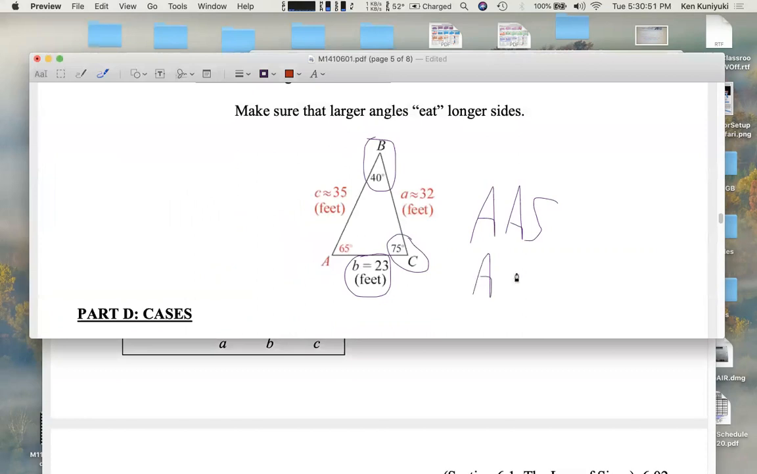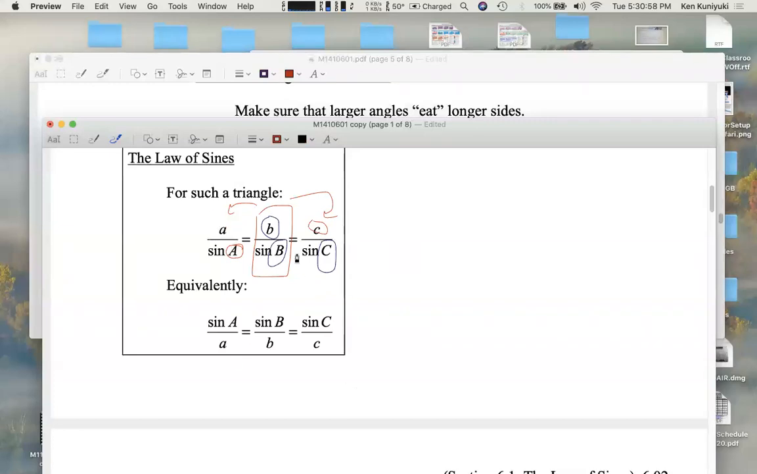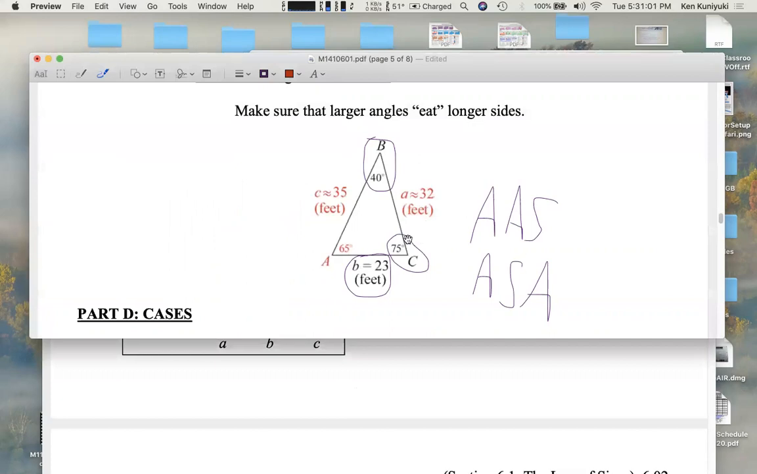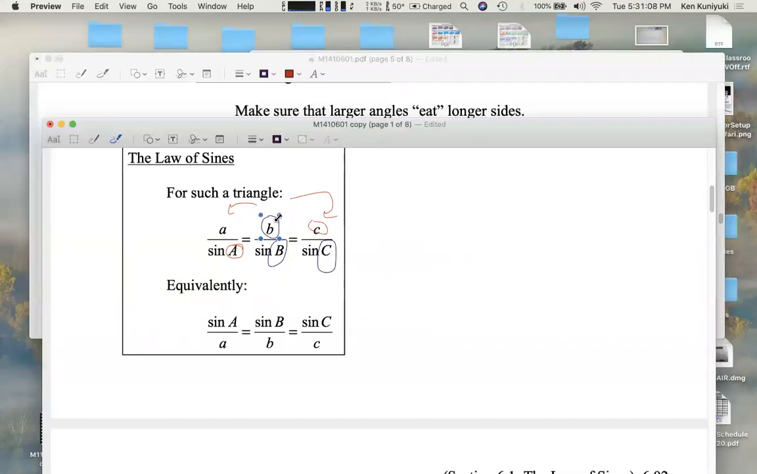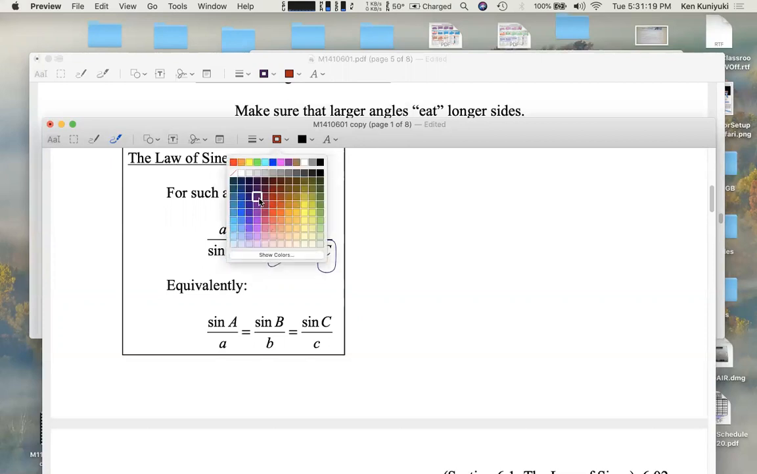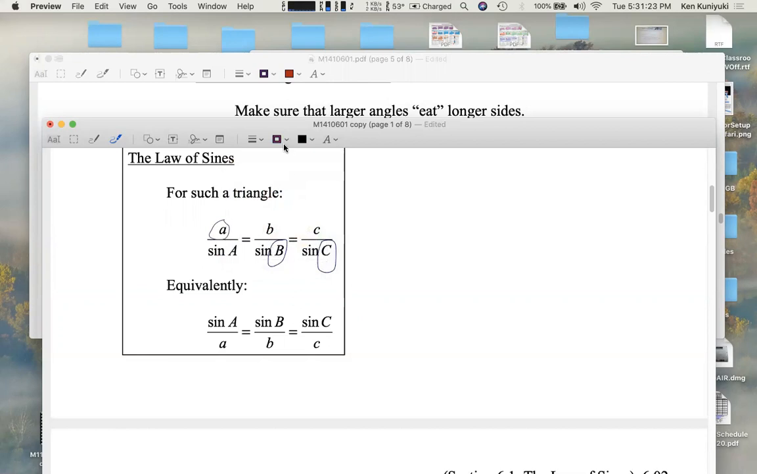But even in the ASA case, where I do give you the included side, little a, that works a little bit differently. So let's say I give you, instead of little b, let's say I give you little a. Still, if you know two angles of a triangle, you can then find the third angle, and you would then use this ratio as the basis of comparison. You'd use this and set it equal to this and this to get little b and little c.